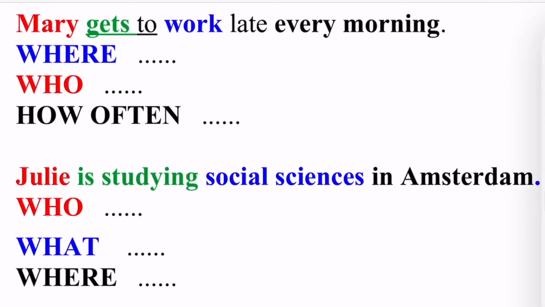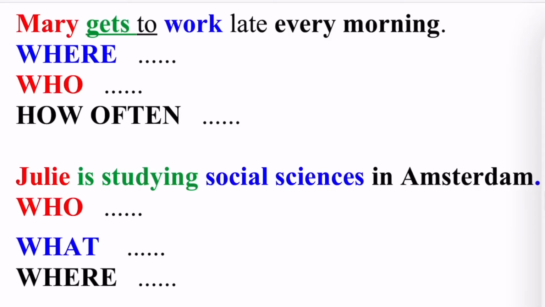When you want to explain that someone arrives at work or arrives somewhere using the verb get, it'll turn into the phrasal verb get to. You have to always use the preposition to with get when you want it to mean arrive. So Mary arrives at work, Mary gets to work late every morning.